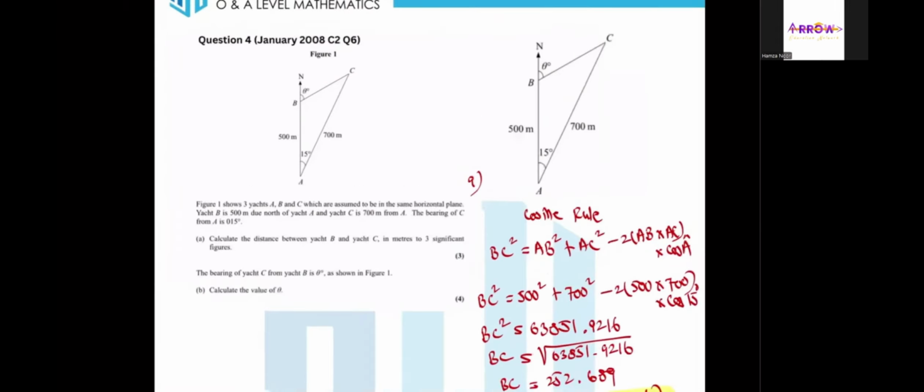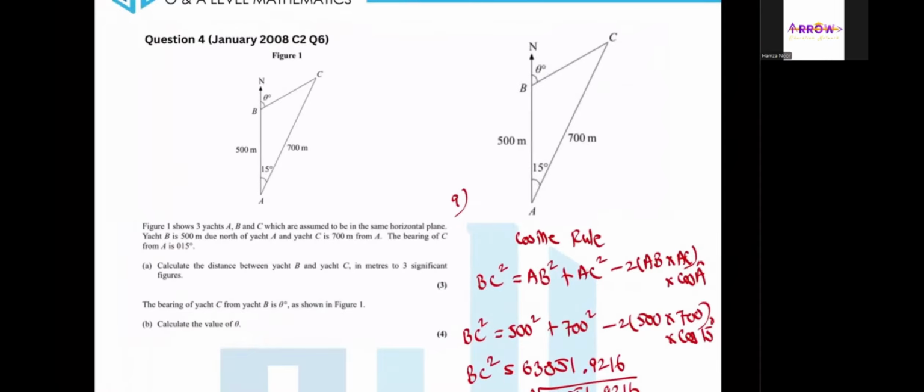After this, we have part B, which says that the bearing of yacht C from yacht B is theta degrees. As we can see in the sketch over here, if we make a north at point B, the angle which is in clockwise path is theta degrees. This tells you the bearing. So what we need to do is calculate the value of theta.